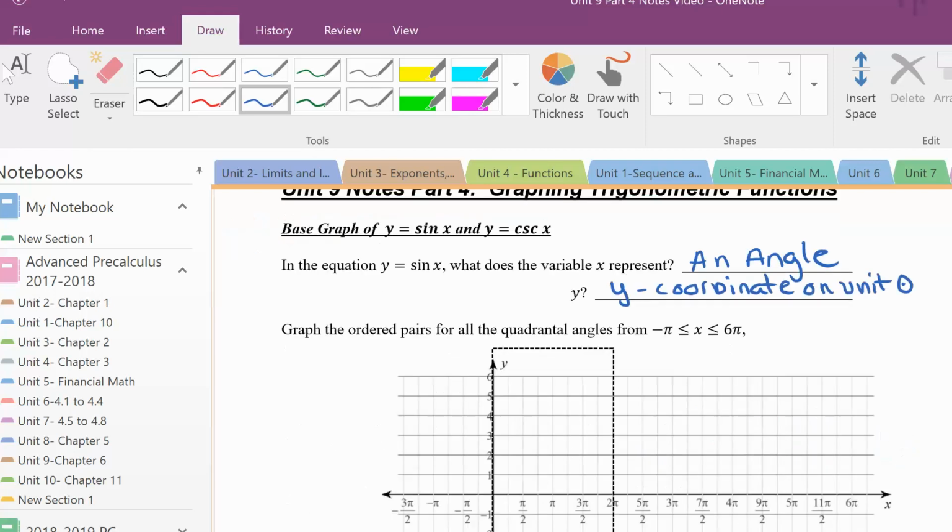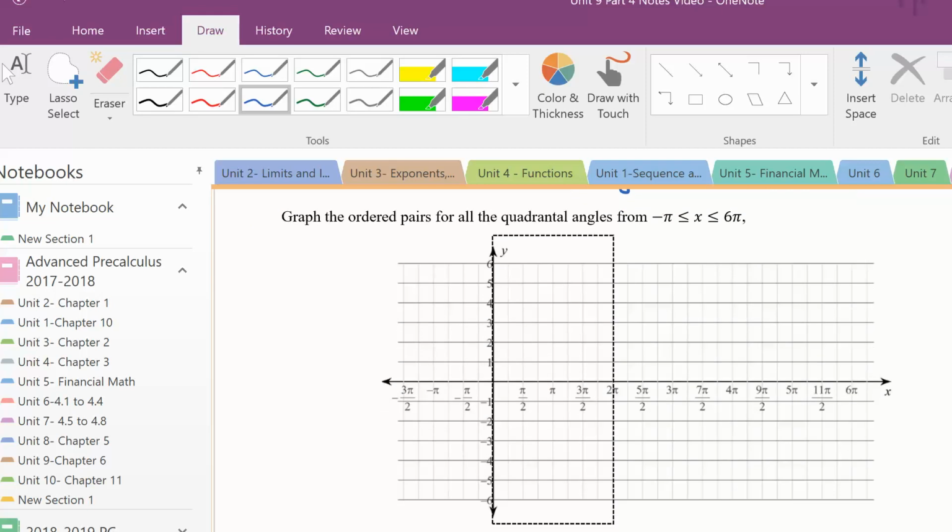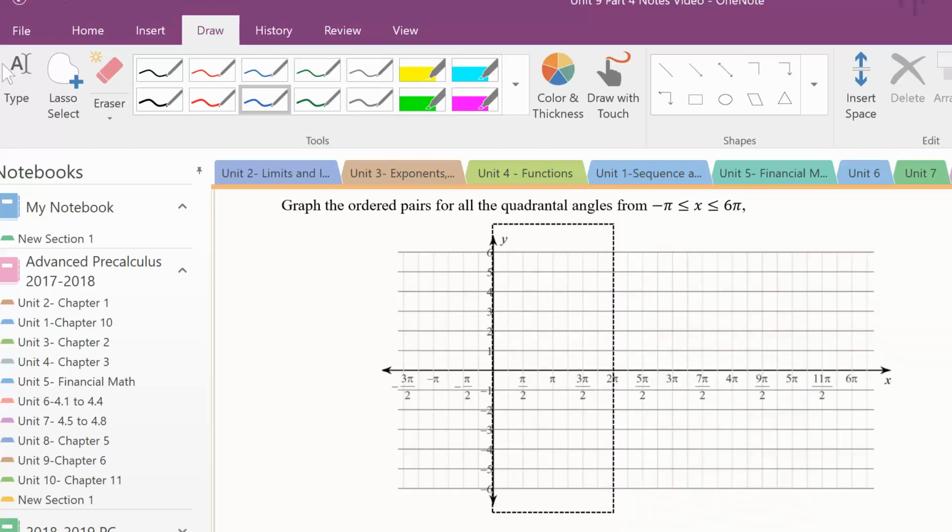All right, so if we graph all the ordered pairs for all the quadrantal angles from negative pi to 6 pi, so negative pi, the sine would be 0. Negative pi over 2, it's negative 1. At 0, it's 0. Pi over 2, it's 1. Pi is 0. 3 pi over 2, negative 1. 2 pi, 0. And notice the pattern just keeps going.